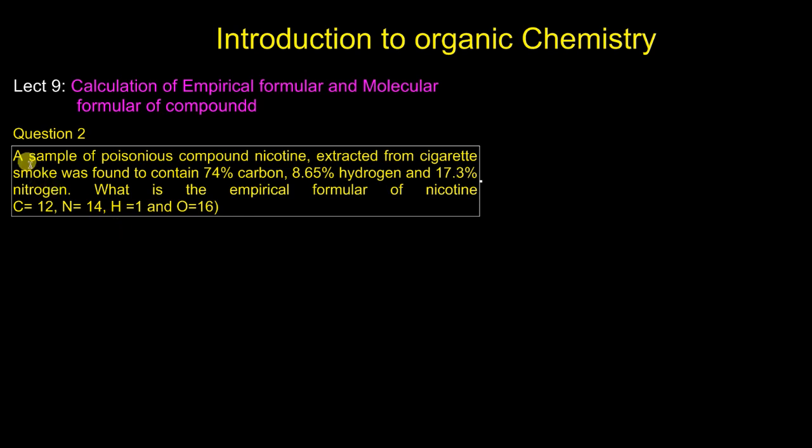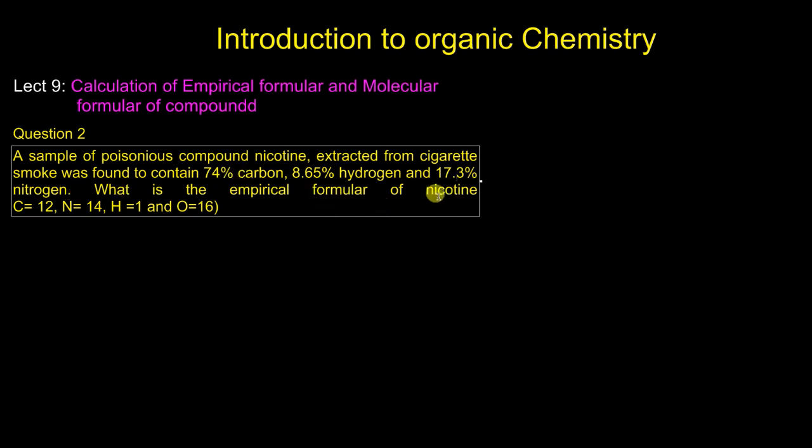Now, there is a question. It says that a sample of poisonous compound nicotine extracted from cigarettes which people smoke was found to contain 74% carbon, 8.65% hydrogen, and 17.3% nitrogen. What is the empirical formula of the compound?